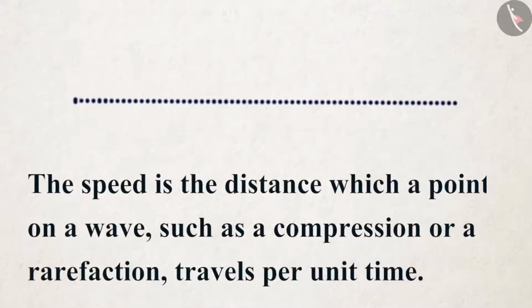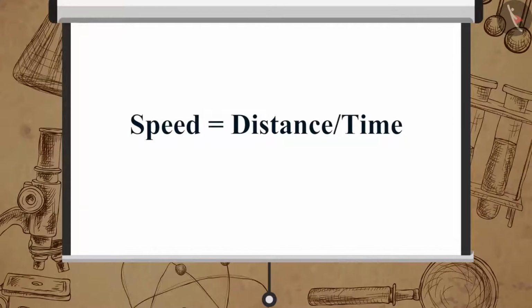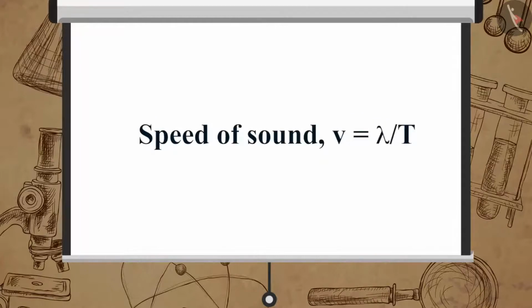The speed of sound is defined as the distance which a point on a wave, such as a compression or a rarefaction, travels per unit time. We have learned earlier, speed is equal to distance upon time. Here, speed of sound v is equal to lambda upon T.